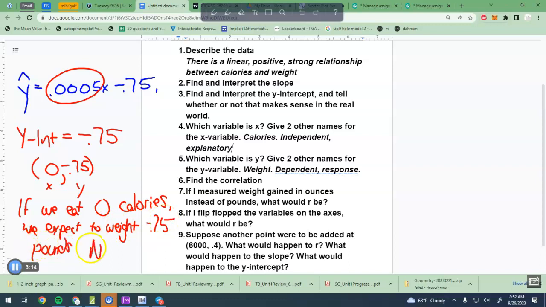So does that make sense in a real world situation? No, but you will still be asked to interpret what it means. Would it be that you would lose 0.75 pounds? No, that's not it.